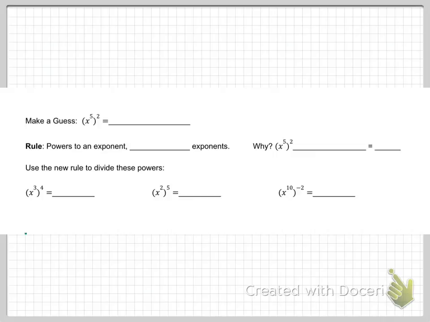Let's move on to the last rule. If you make a guess, x to the 5th, and all of that raised to the 2nd power, what do you think we should do? If you guessed 5 squared is 25, that is incorrect. So, when you raise a power to an exponent, you are supposed to multiply the exponents. Why is that? Well, what is anything squared? Anything squared means take that number and multiply by itself. So x to the 5th squared means x to the 5th times x to the 5th. And we know our rule from above, when you multiply powers, you're supposed to add the exponents. So 5 plus 5 gives us 10.